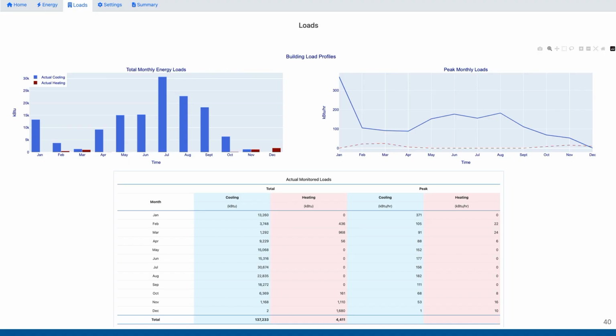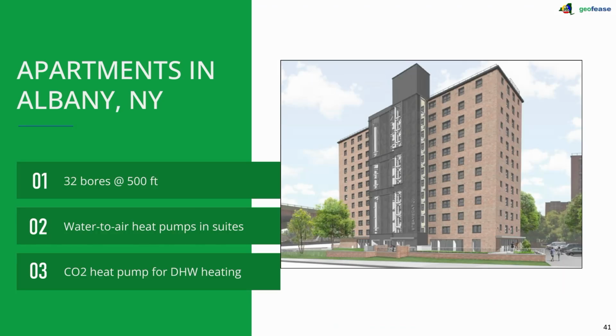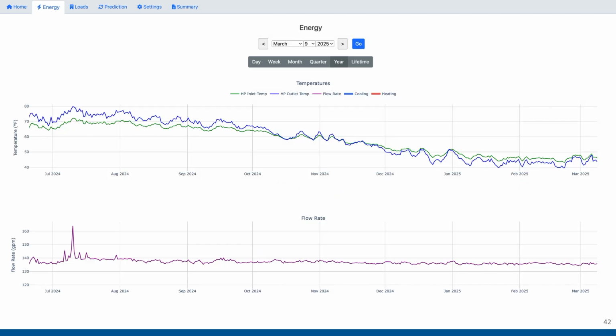So next we have an apartment in Albany. We have 32 bores at 500 feet, water to air heat pumps in the suites, and a CO2 heat pump for domestic hot water heating. So important to note here is it's 100% geo, which is pretty cool. Same graphs, right? This is a year of data, and they look pretty good, right?